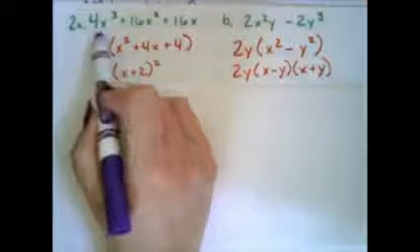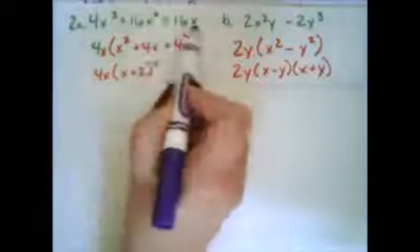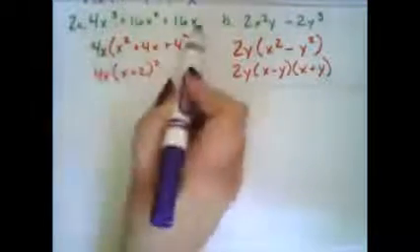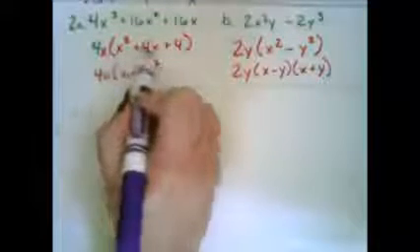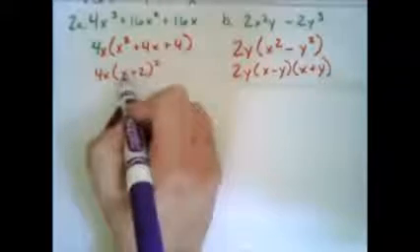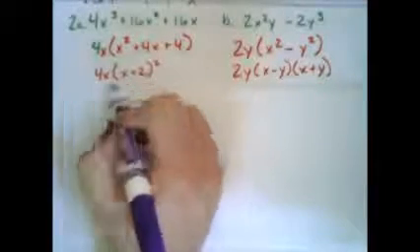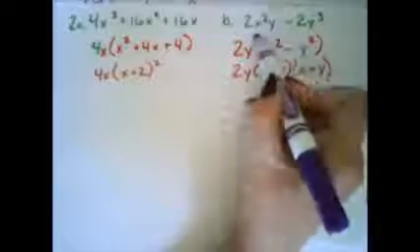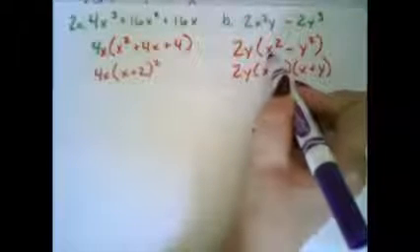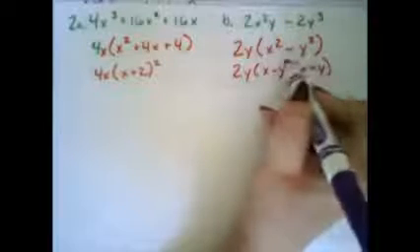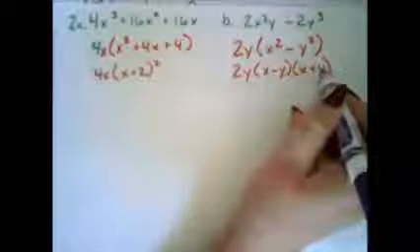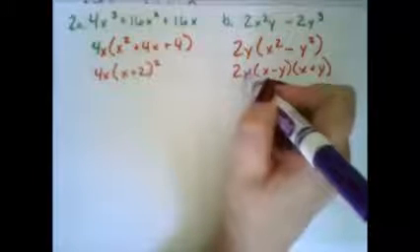For 2a, we're looking at this problem, and we can pull a 4x out of all of this, which leaves us with x squared plus 4x plus 4, and this is a perfect square trinomial for x plus 2. So this is our final answer. For B, we pull a 2y out, and we end up with an a squared minus b squared scenario, and we know that that means x minus y times x plus y, plus keeping that 2y.